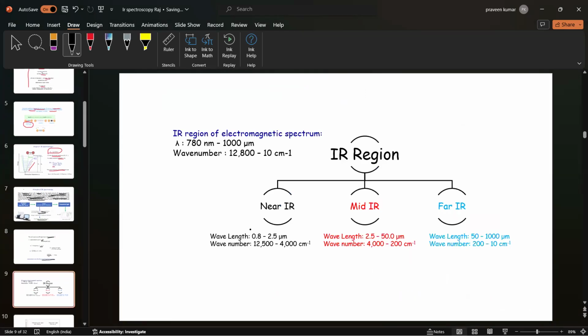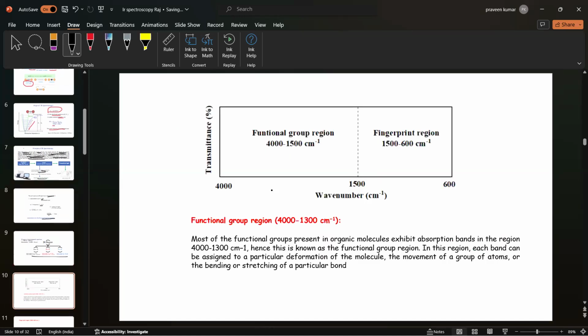The IR region is divided into three types based on wavelength: near IR 0.8 to 2.5, mid IR 2.5 to 50, and far IR 50 to 100. These are the different regions of the IR. Another two important types: rather than dividing into near, mid, and far IR, the spectrum is also divided into the functional group region and the fingerprint region. The functional group region lies in the range of 4,000 to 1,500 centimeter inverse, while the fingerprint region lies from 1,500 to 600 centimeter inverse.